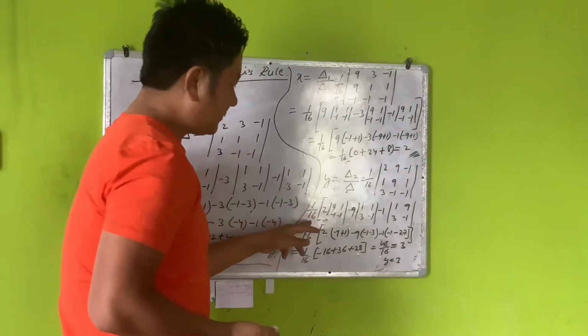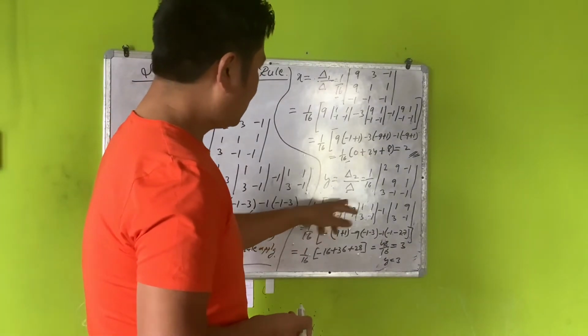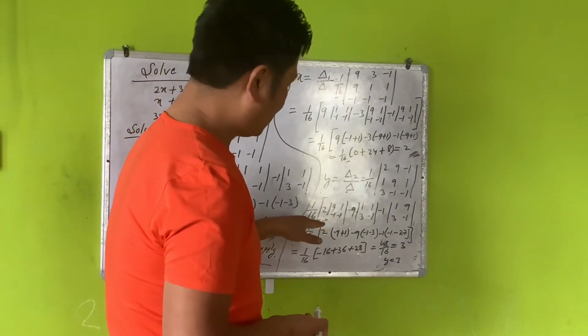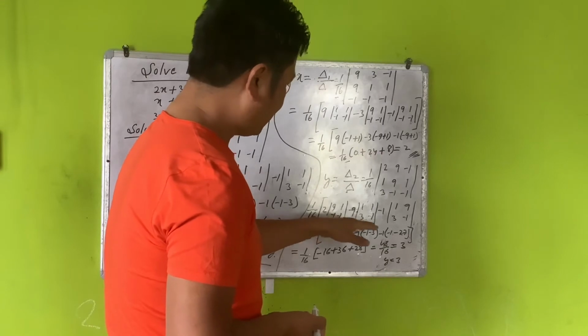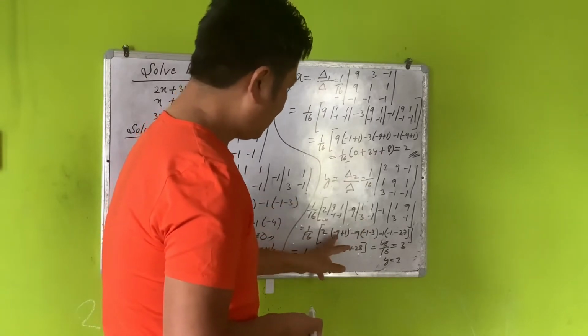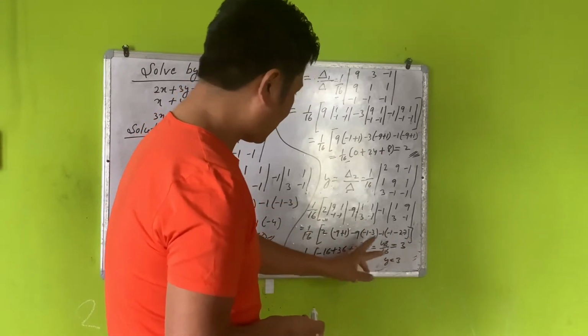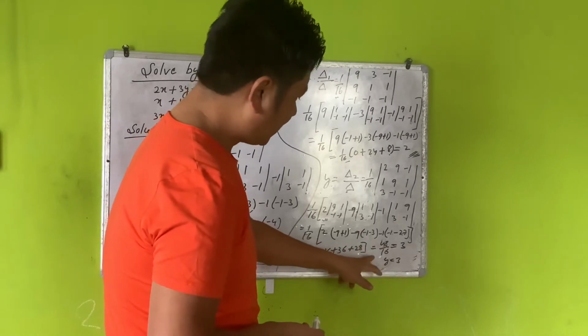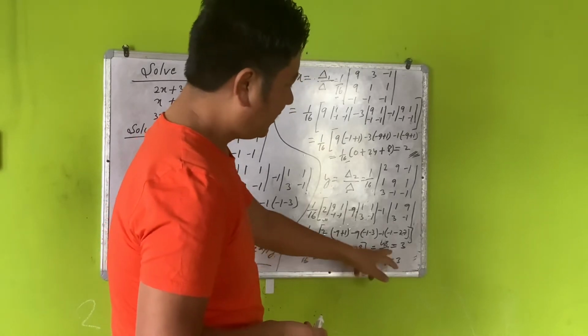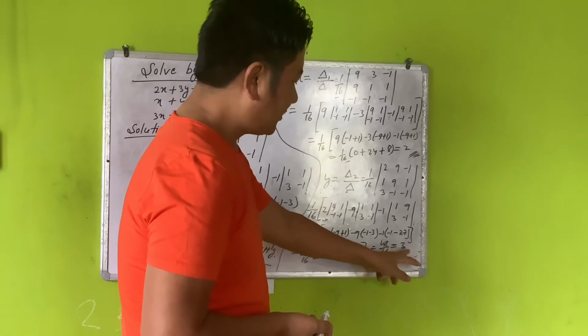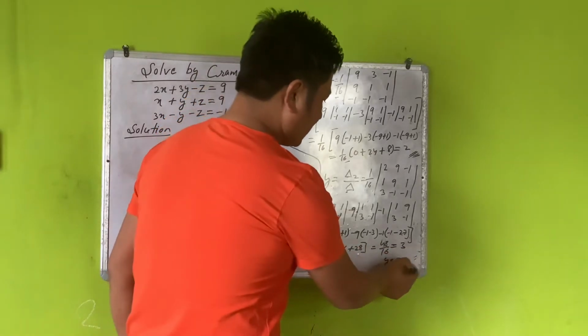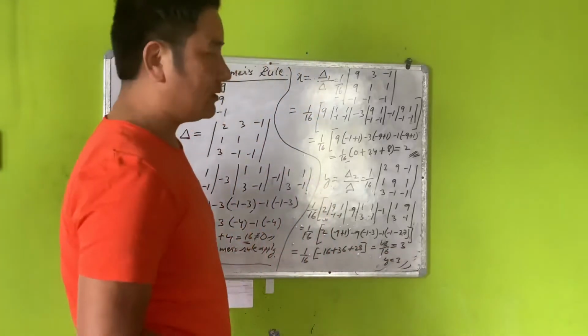You solve this. Okay. Further you have to find determinant of delta 2. It will be like this only. You can solve this. So eventually it will be 48 divided by 16, that means 3. So y will be 3. Okay. The value of y is 3.